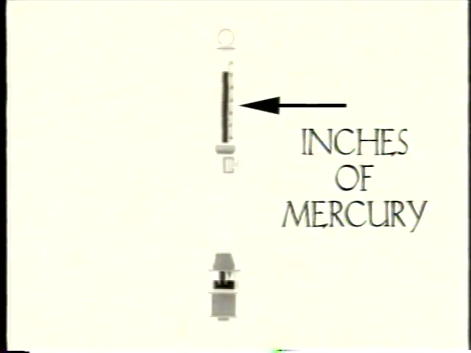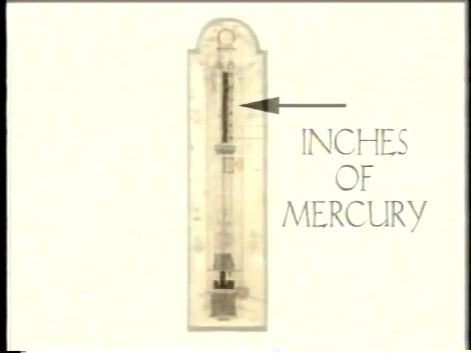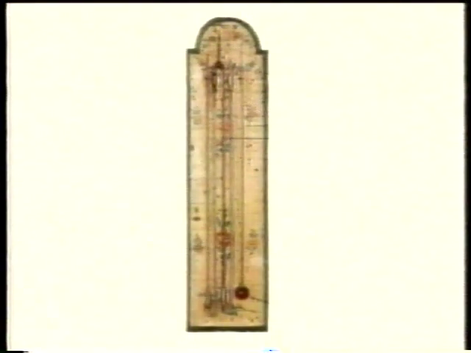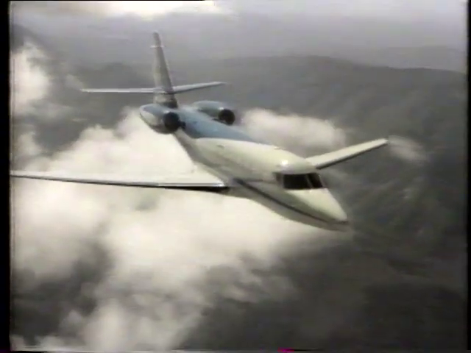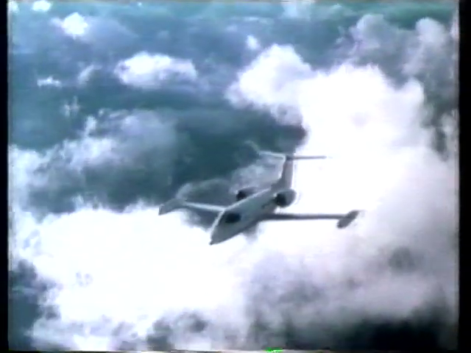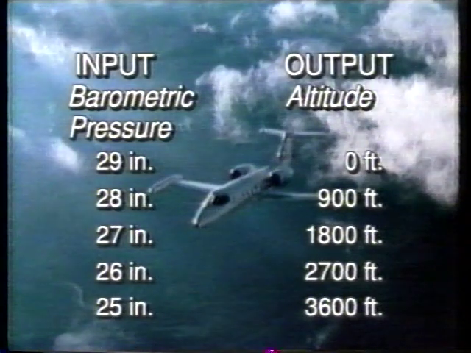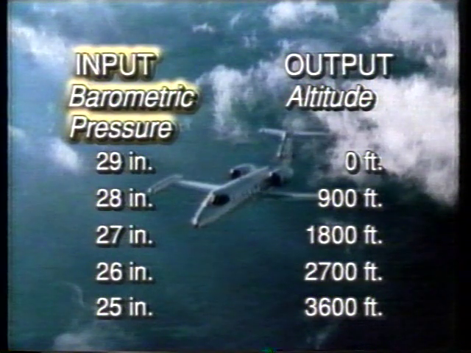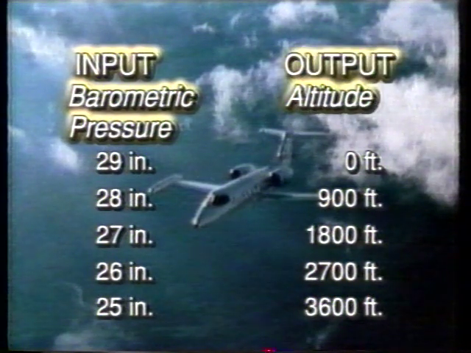Air pressure is measured in inches of mercury because the first barometers used the height of a column of mercury as a scale. We can better understand the relationship between barometric pressure and altitude if we examine a table showing several pairs of values of these two variables. The table helps us describe the relationship between barometric pressure and altitude, or in algebraic terms, how one variable relates to another. Here you see values of the input variable, barometric pressure, and corresponding values of the output variable, altitude.